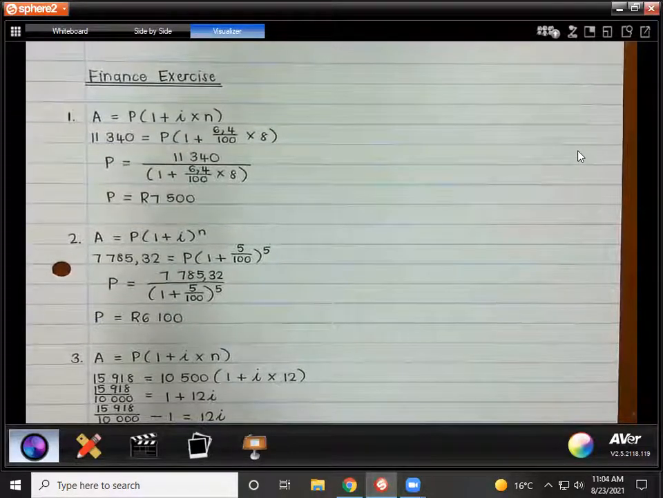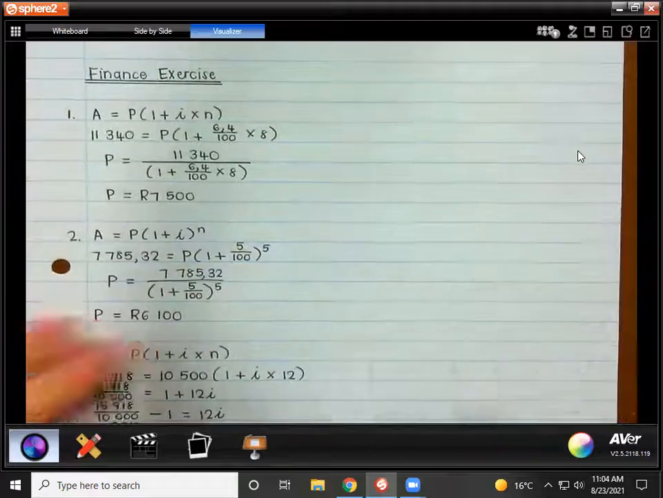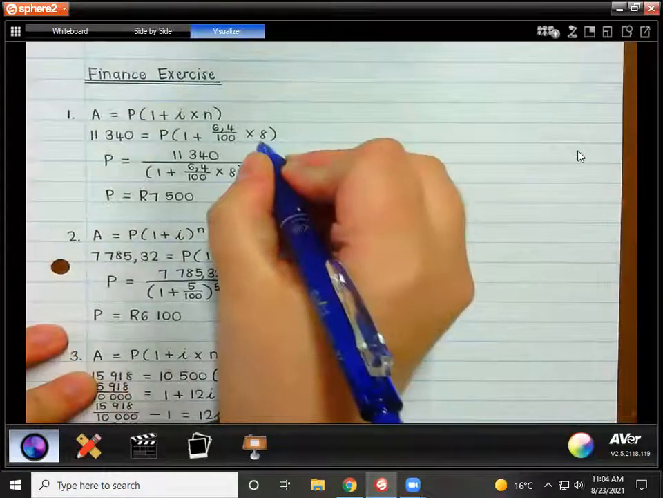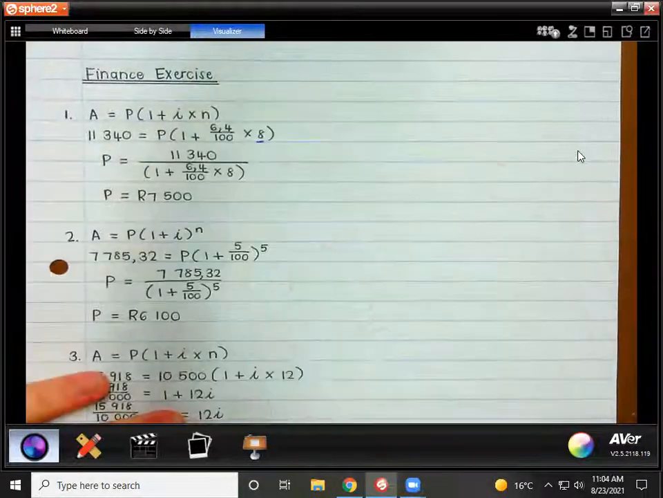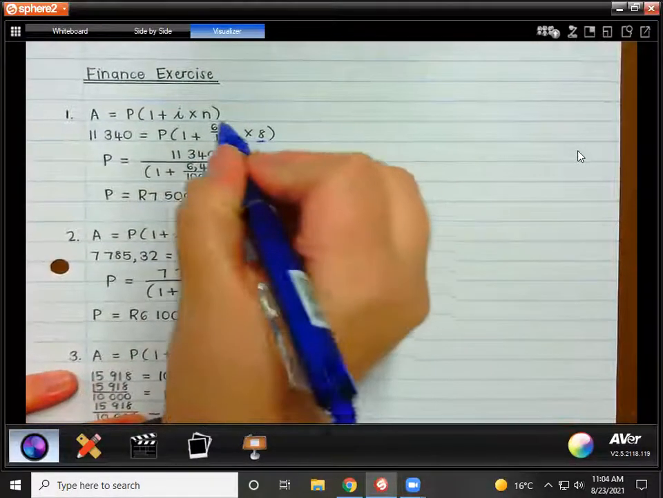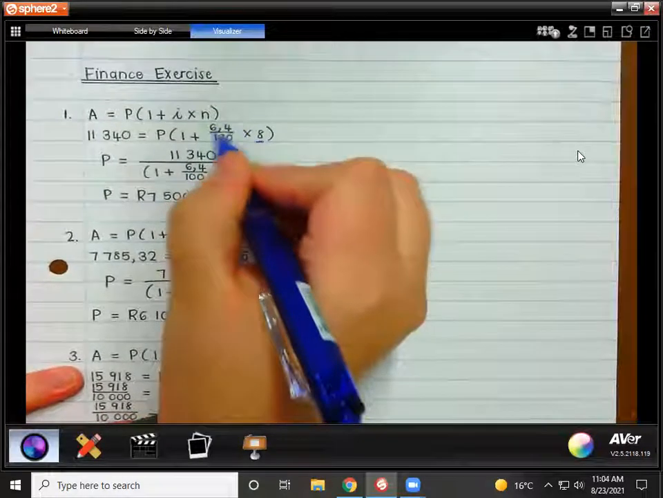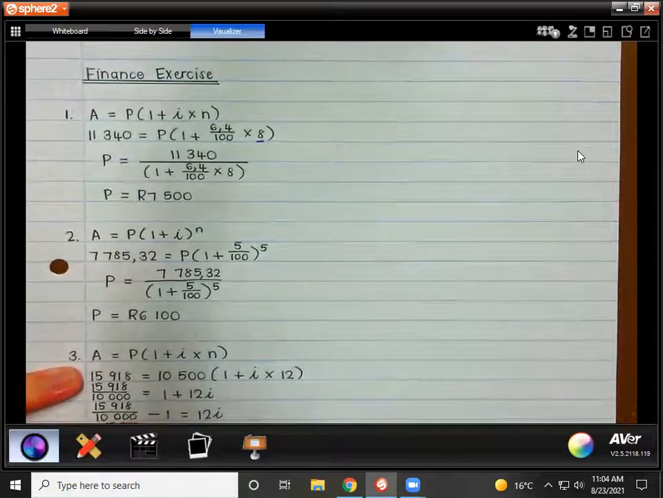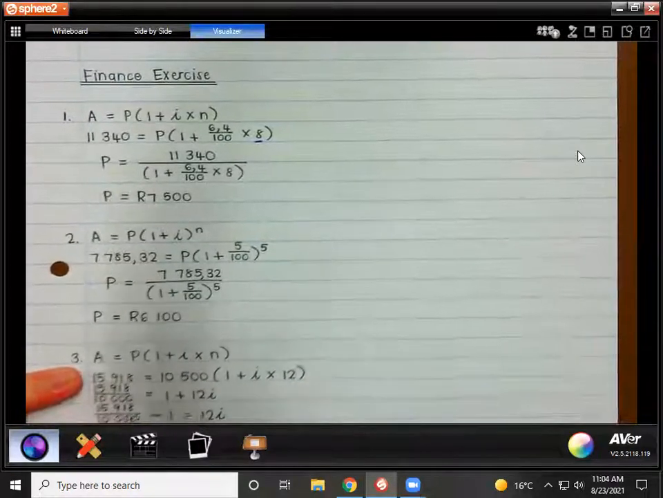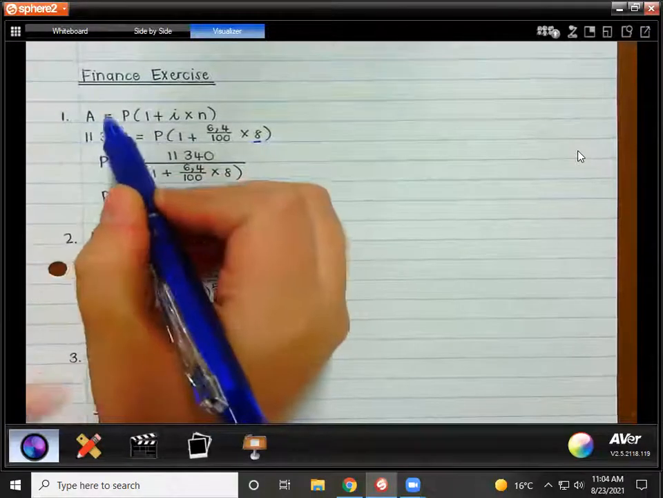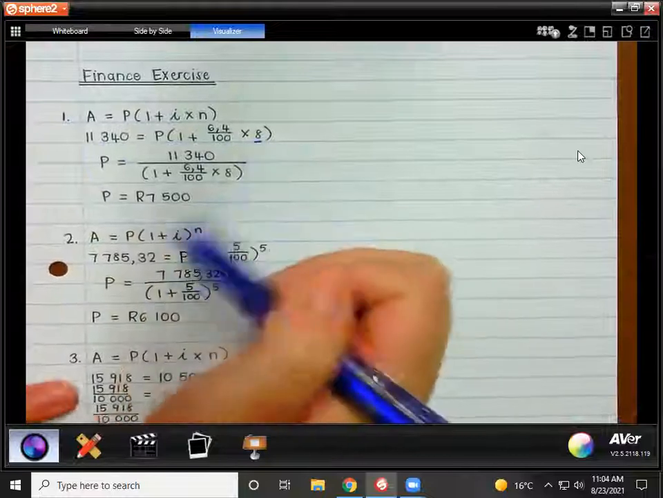Okay, so for question 1, they're saying a sum of money was invested for a period of 8 years. So that is why my N value is 8, because it was 8 years. If the simple interest rate, that's why I've used the simple interest formula, if the rate was 6.4% per annum, so there my interest rate is 6.4 over 100, and the investment grew to a value of 11,340 Rand. So that is now the A value, the final value after 8 years.